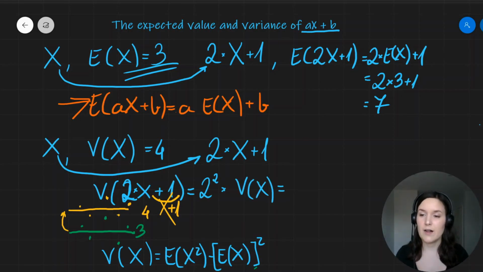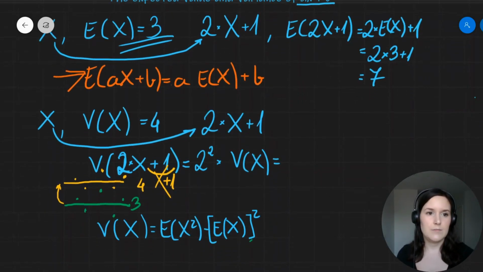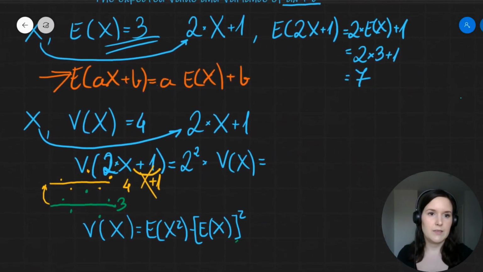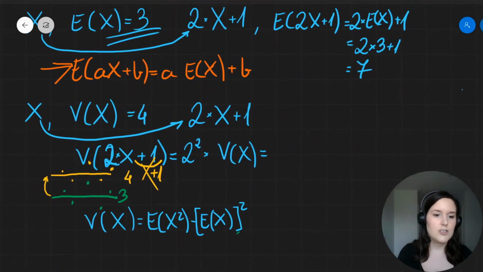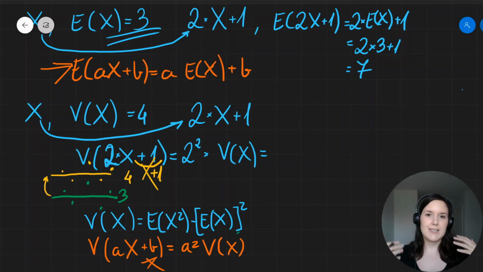Okay, so in general, we can write down that the variance of ax plus b is a squared times the old variance. Plus b doesn't change anything because the spread doesn't change when you just shift everything. And since you multiply everything by a, the squared distances change by a squared.